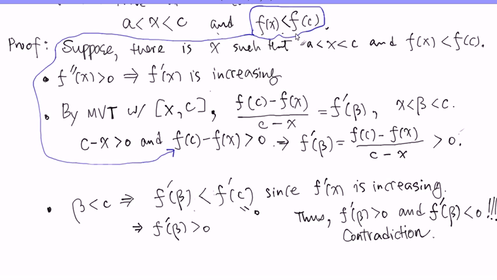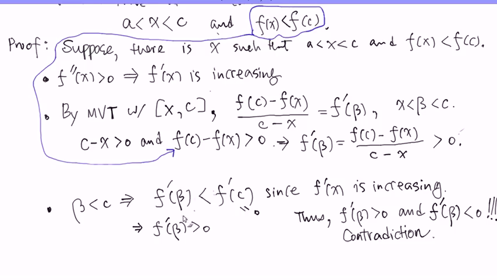For the numerator, this one comes from this condition again, right? This time f of c is on that side, even though it's still the same inequality. So f of c is bigger than f of x. So if you subtract, it's positive. So positive divided by positive gives you a positive slope of the tangent line there at beta.